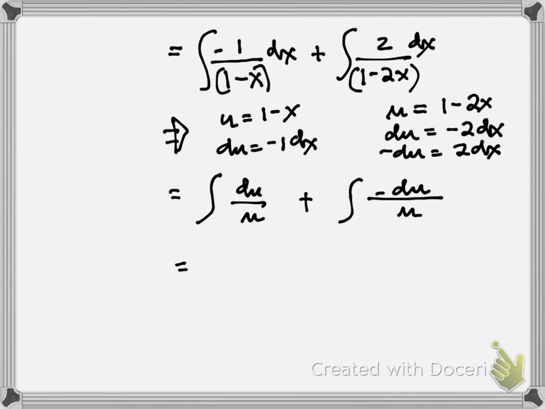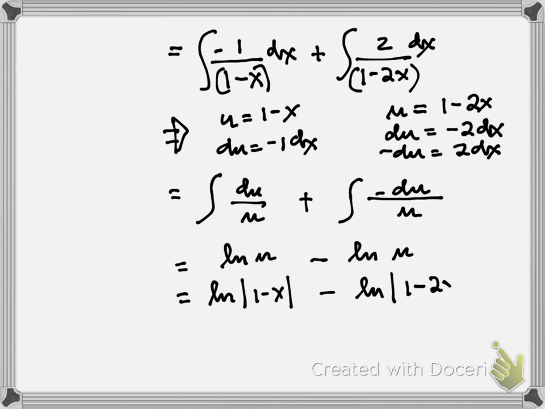Okay, now the integral of du over u is ln u. We know that, right? That's one of the integrals that I told you to at least memorize, because 1 over u is the derivative of ln u, so naturally the integral of 1 over u is ln u, and then this one will be negative ln u. But they have different u's though, so we put them back to whatever their u's are. This will be ln of 1 minus x, and this will be ln of 1 minus 2x.